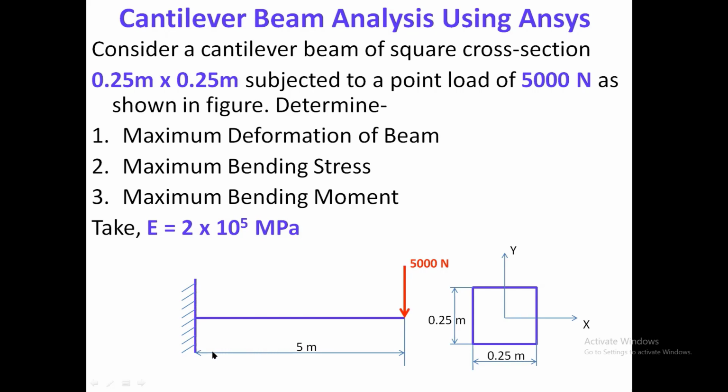The length of the beam in this case is 5 meter. And again here the cross section is shown as 0.25 meter by 0.25 meter. In this case, we can see that the force is acting along the negative y-axis. So let us go for the solution of this problem using ANSYS software.